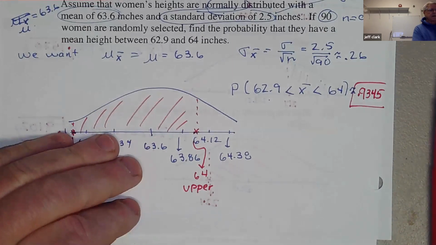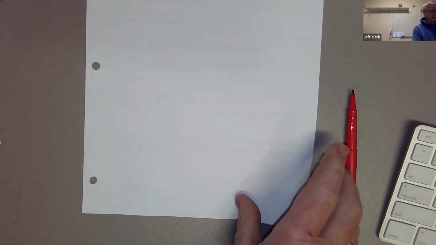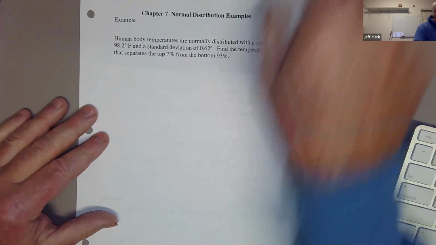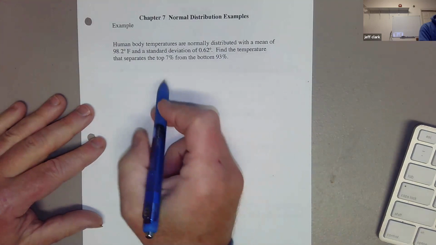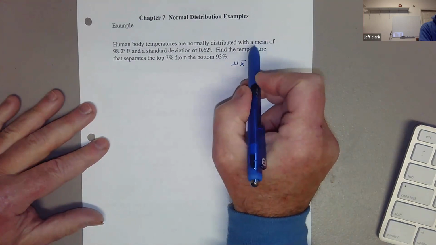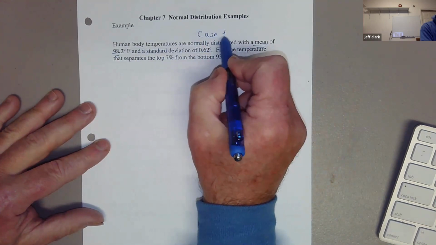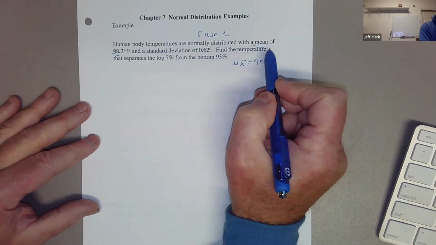Okay, and let's see if that's the last one for us. Yeah, that's the last one coming up here, this one here, for 7.1. And then another video will show you 7.2. So for this last one, I need again to find what my mu sub x bar is. There's my mean temperature here, 98.2. So human body temperatures are normally distributed. This is a case one because it says normal. It doesn't matter about the sample size.